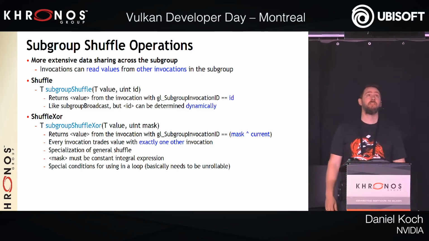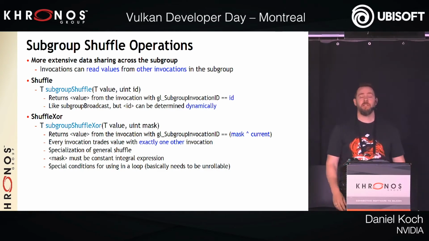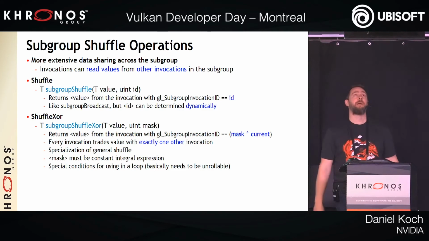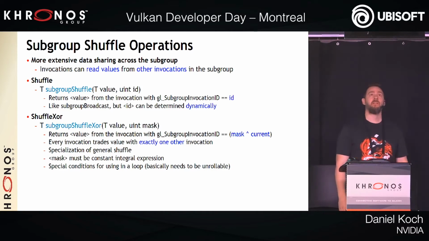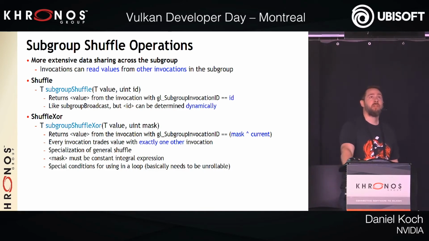The shuffle XOR instruction, subgroup shuffle XOR, lets you swap a set of invocations using the mask that you provide to it. Each invocation trades with exactly one other invocation, and it's basically a specialization of the general shuffle. It's a pretty common operation that you need. In this case, though, the mask needs to be a compile time constant integral expression.